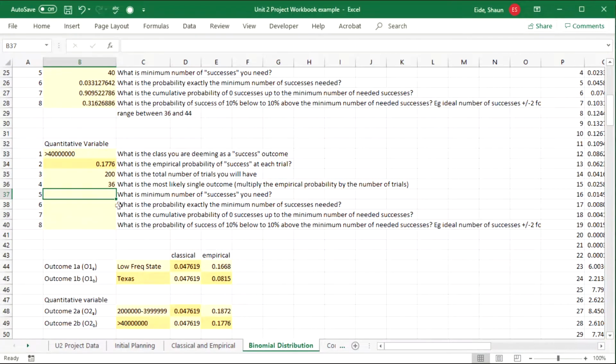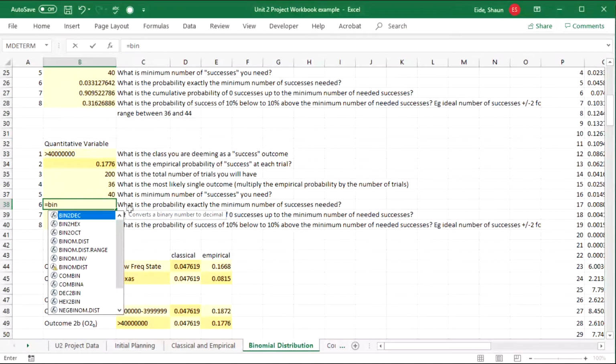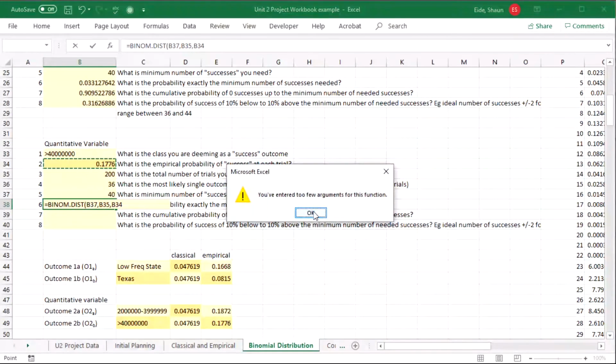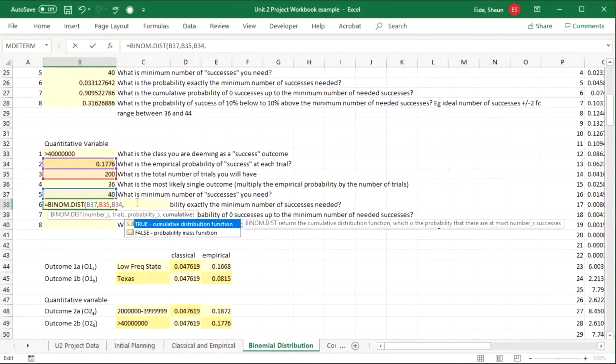What is the minimum number of successes that you need? I'm going to go with, once again, 40. What is the probability of exactly the minimum number of successes that you need? So I'm going to do equals binomial probability distribution, or binomial dist. Number of successes is 40. Trials is 200. Probability is 0.17. Whoops. And then, once again, false.